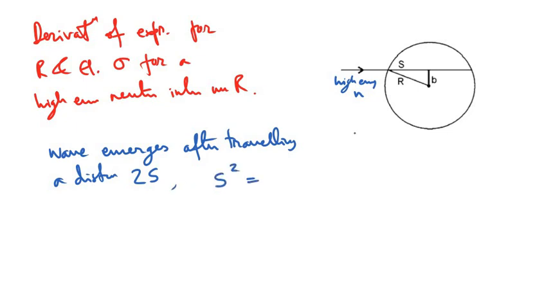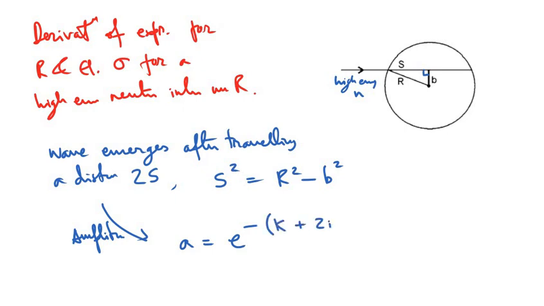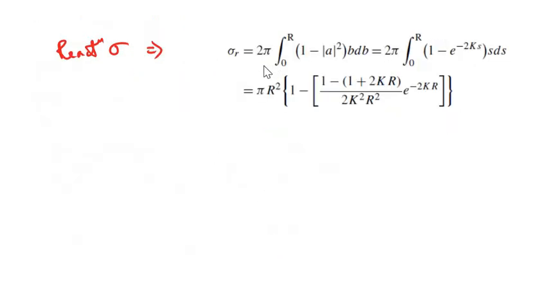Where s square is, from this expression, this is a right angle triangle, so s square is equal to R square minus b square, and after emerging this has an amplitude which, let me denote by small a, e to the power minus capital K plus twice i K1 into s. Okay. So we can write the scattering cross section. So using this amplitude I can estimate the reaction cross section over here. This we have obtained previously. So this is integration 0 to R of 1 minus a square into the impact parameter b db, and this is the overall result.